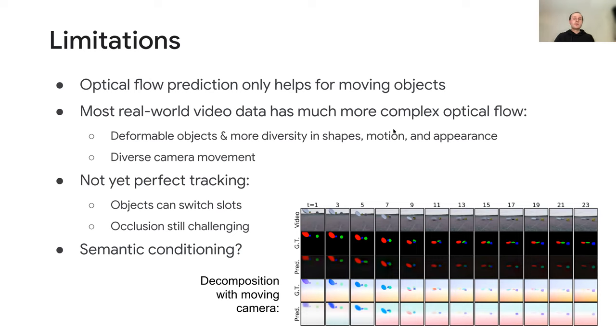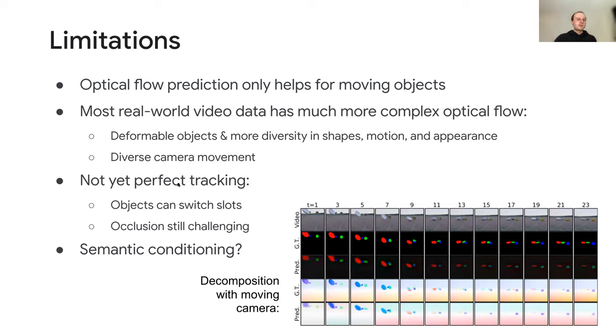And also most real world video data is much more complex than this optical flow. There are deformable objects, and there's much more diversity in shapes, motion, and appearance. And also you usually have diverse camera movement. Now we tried also the same problem with camera movement, so it's not just a white background with foreground colored flow. And the model still works, but the fidelity goes down a bit. And this is still something that needs more work to improve.